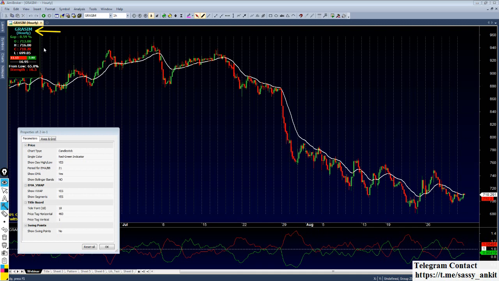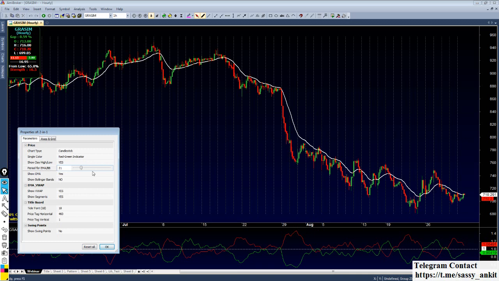You can also use this method on swing trading where you use your higher time frame, that is the analysis time frame, as daily, and your trading time frame as hourly, which is suitable for swing trades to avoid the whipsaws. Okay, so let's check this as an example. Grasim, I am taking a random stock.